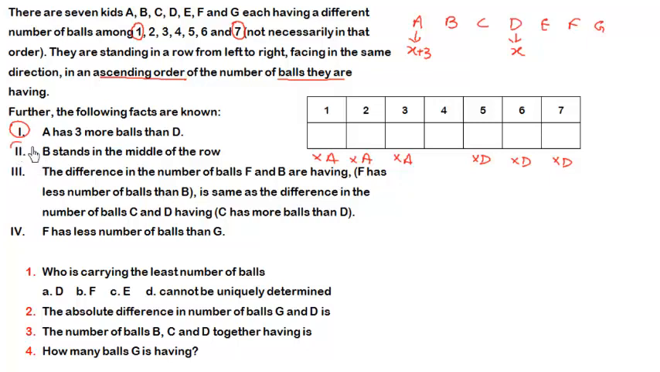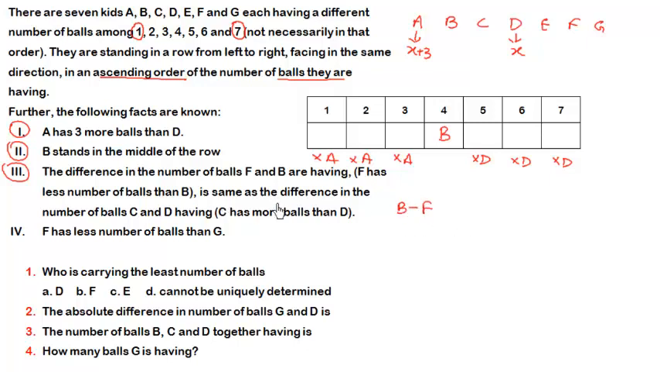Now let's move to the second condition. It says that B stands in the middle of the row. So that simply means that the number of balls B is carrying is 4, right? Now the third condition is that the difference in the number of balls F and B are having, where F has less number of balls than B, that means B is having more balls than F. So we can say that the positive difference would be B minus F, right?